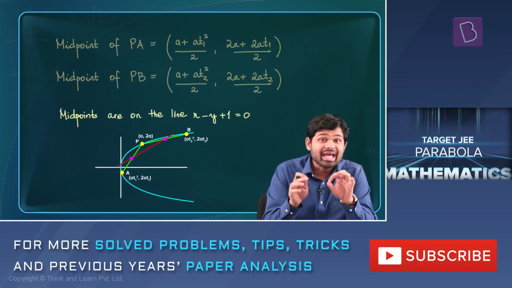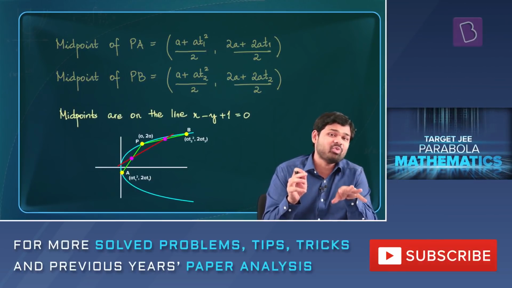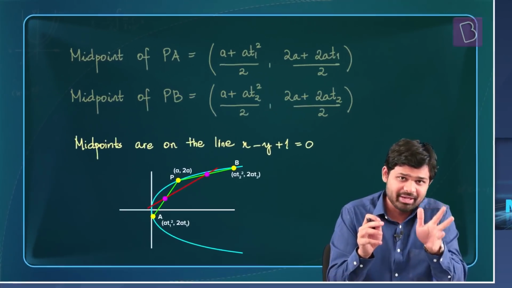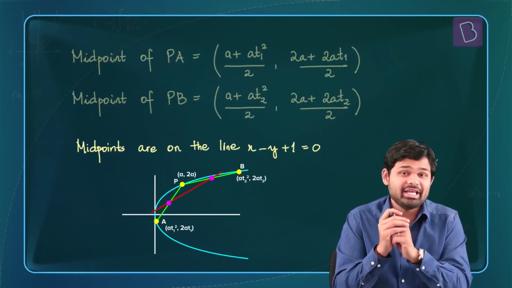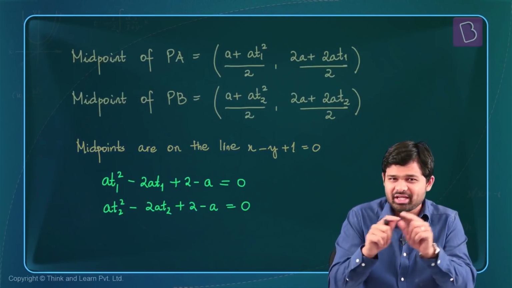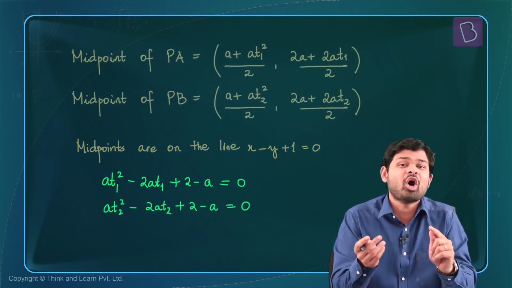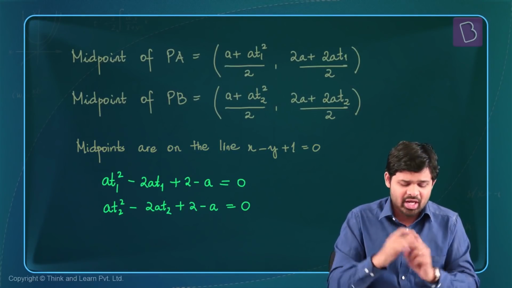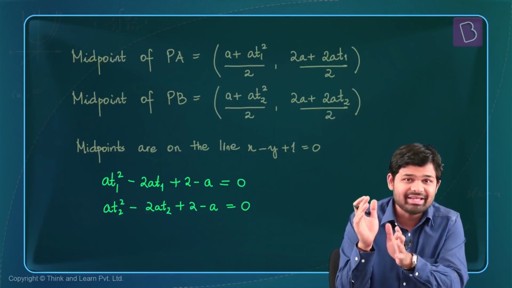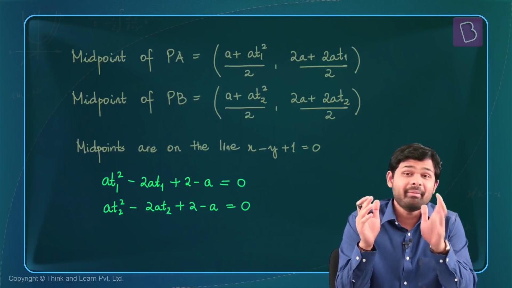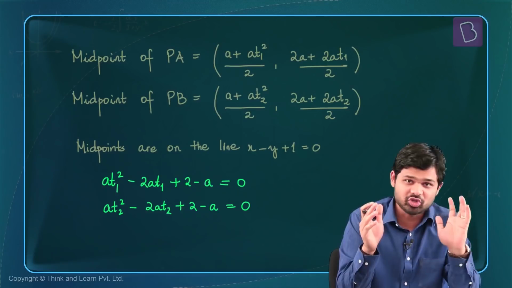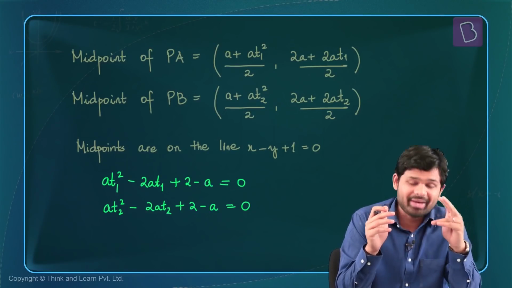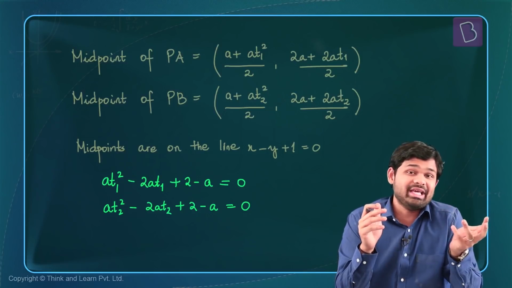Now, the midpoints lie on that line x minus y plus 1 equal to 0. So substitute the values of x, y for the midpoints of PA and PB in the equation, and you get two equations. I've done a little bit of simplification. All that I've done is taken a common denominator of 2 and simplified. I get these two equations. Now notice these two equations: a t1² minus 2a t1 plus 2 minus a equal to 0. That's the equation for t1. Then for t2, I have a t2² minus 2a t2 plus 2 minus a equal to 0.